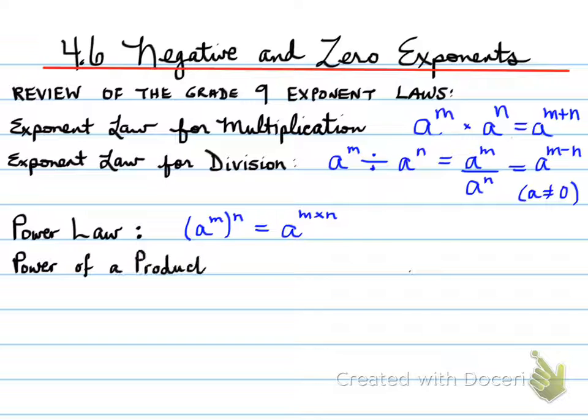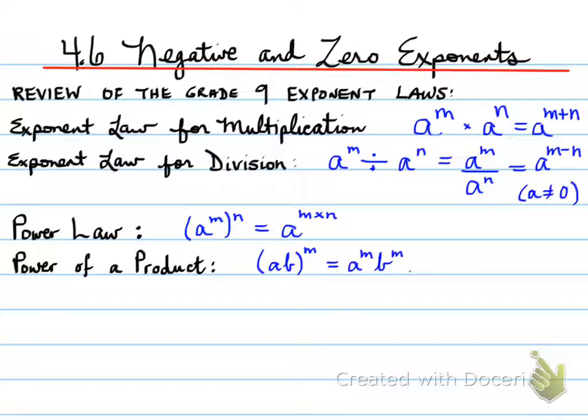The next one is power of a product. Power of a product says I can take a product and raise that all to an exponent. What will result? Well, this exponent can actually be shared by each individual part of the product. So A will get the exponent, and so will B. How does that help us? Well, let's look at an example.